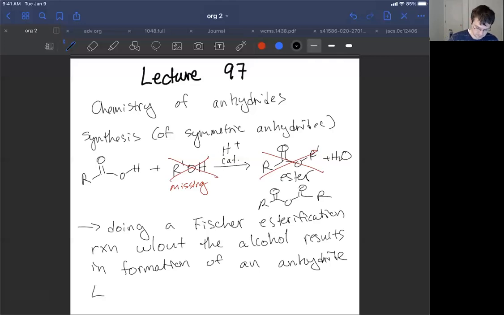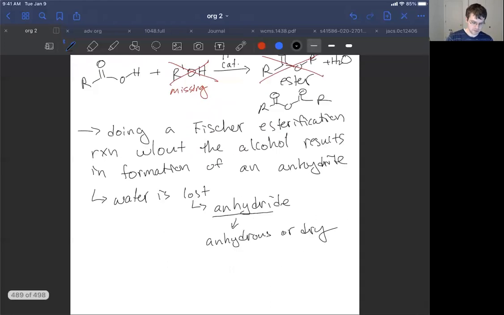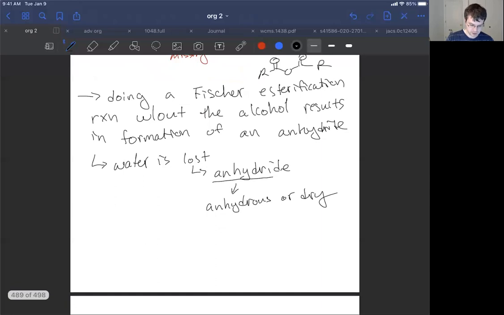So water is lost. Water is lost, hence the name, the anhydride, which sounds like anhydrous or dry. Okay, anyway, that's enough about the name. Let's get into the mechanism for this reaction. The mechanism looks a lot like a Fischer esterification.